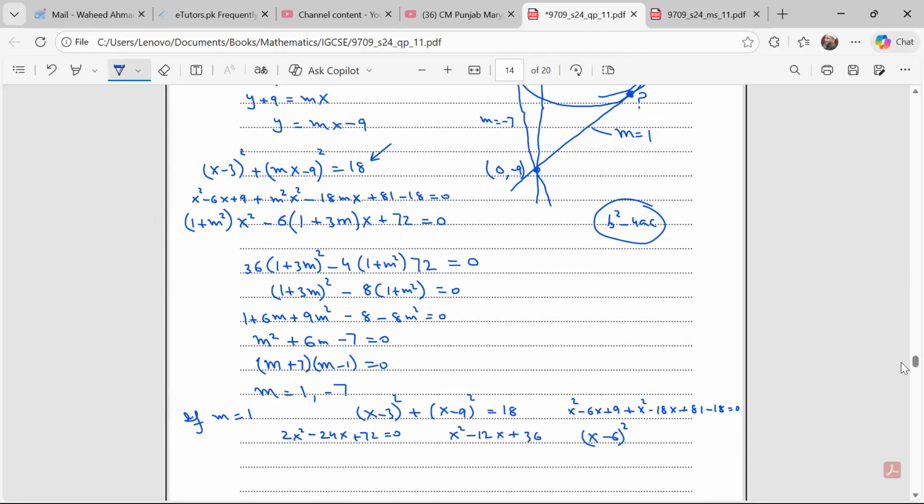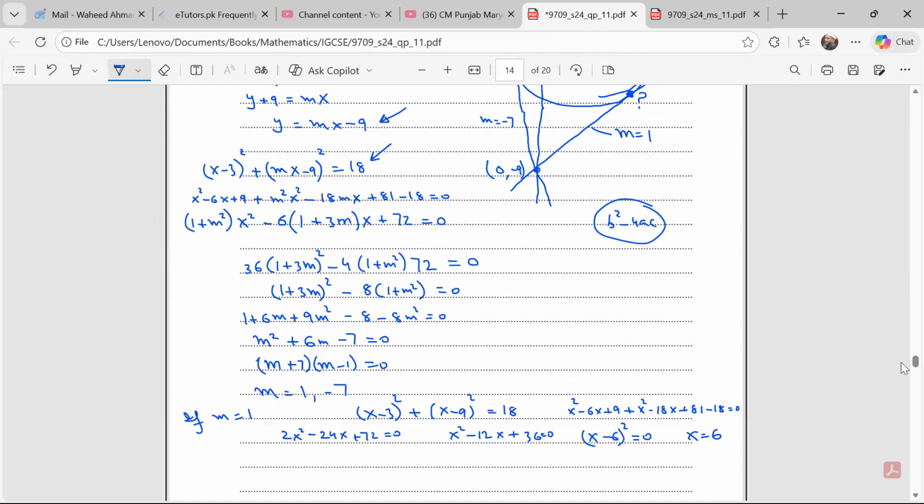Okay, x squared minus 12x plus 36 is equal to 0. You can see this gives you a single solution, which is x equal to 6. So this point has an x coordinate of 6. How can I find the y coordinate? I can substitute in this equation, remember?